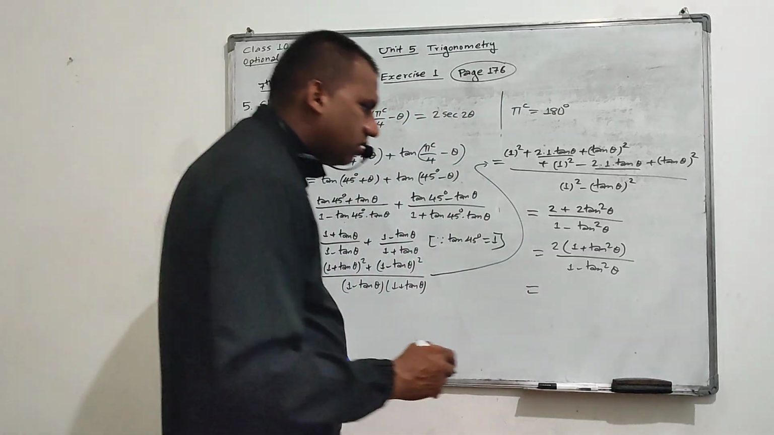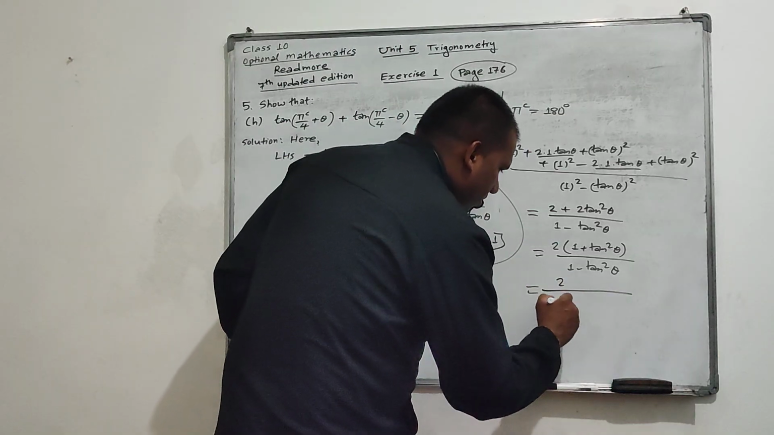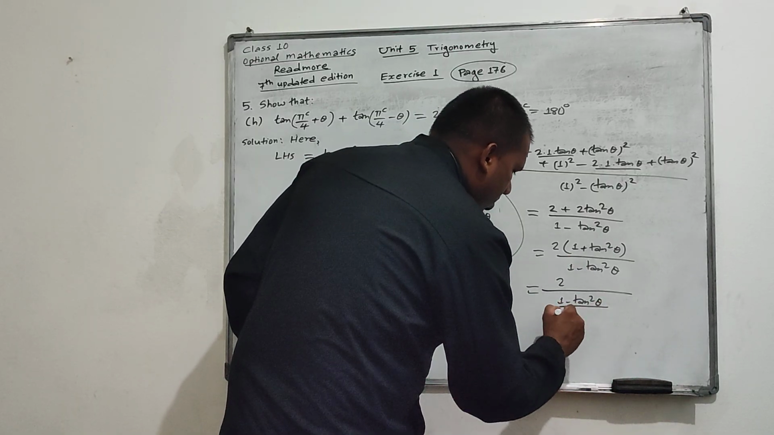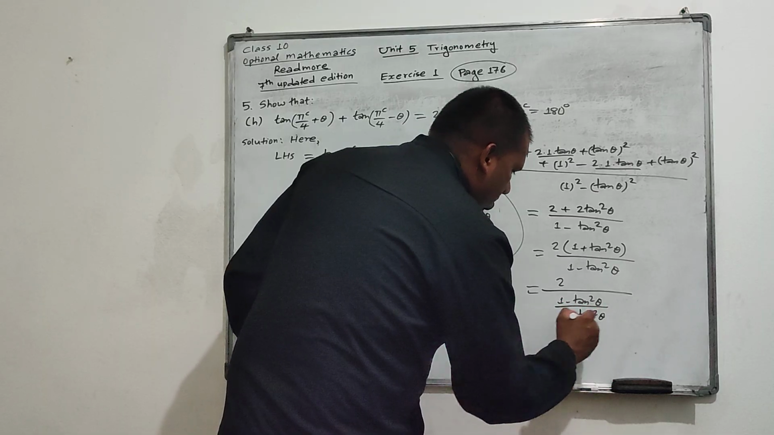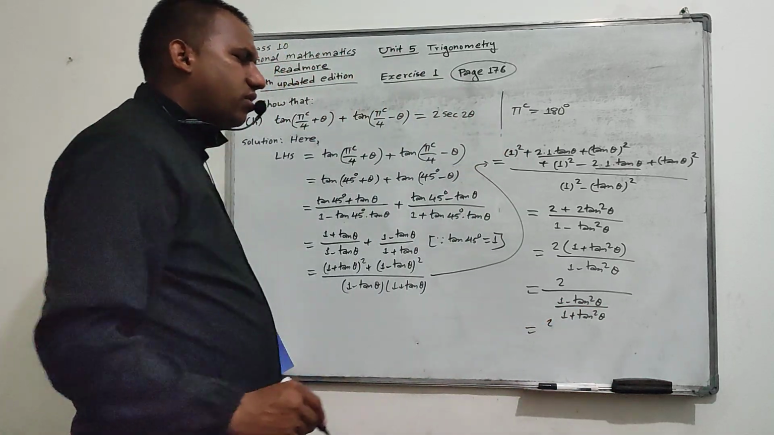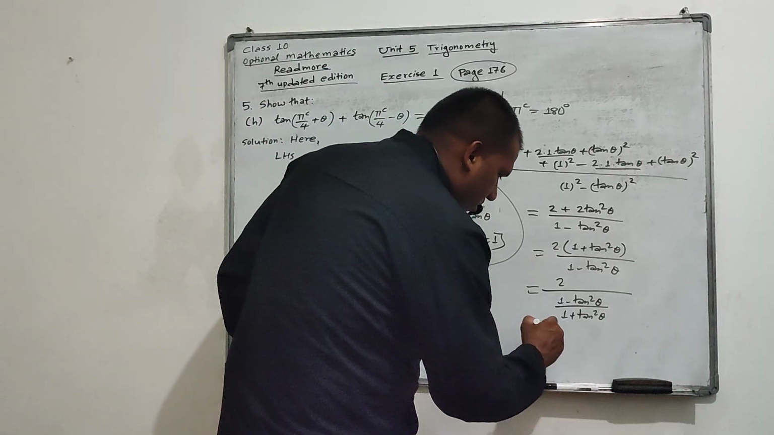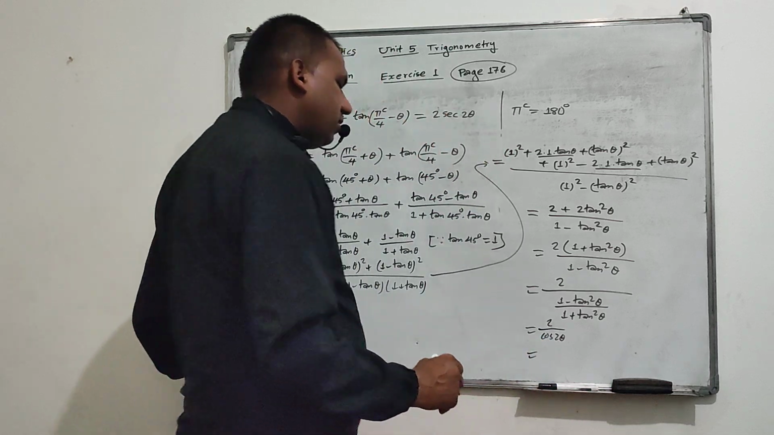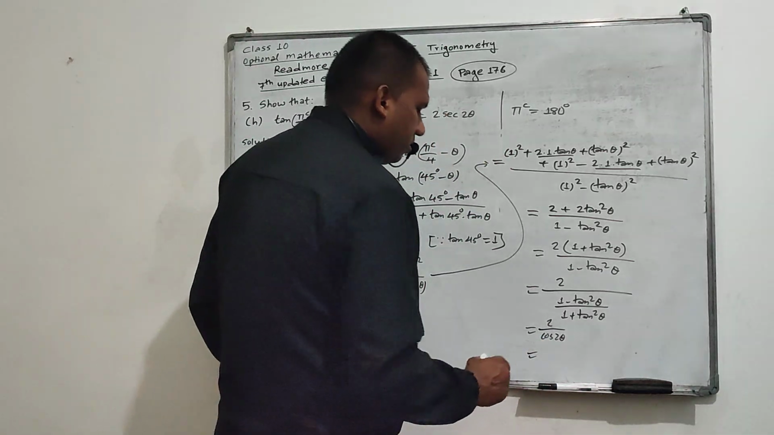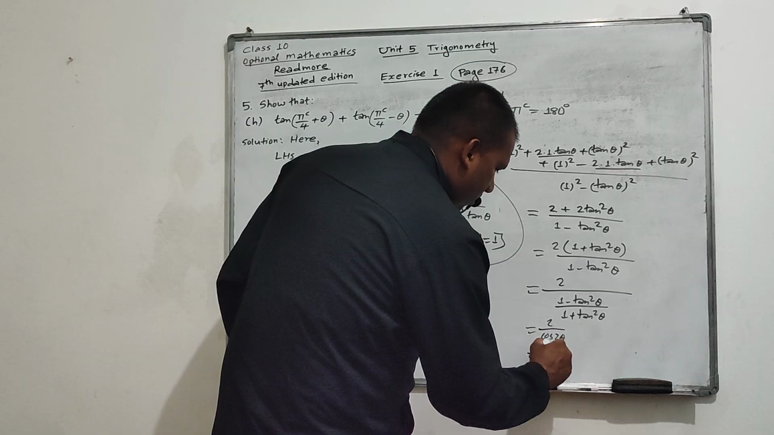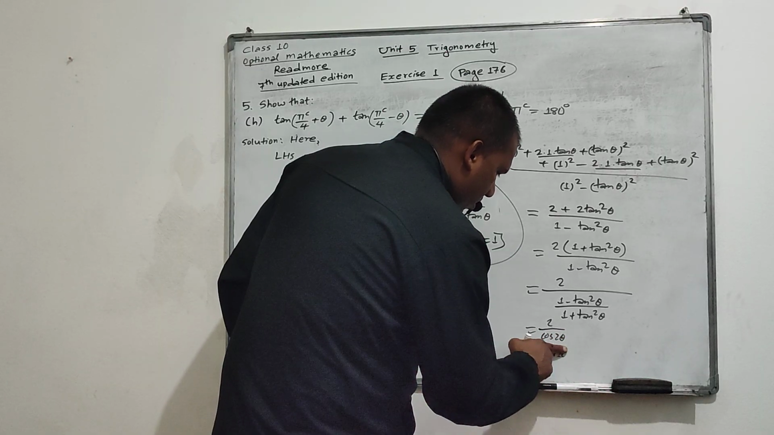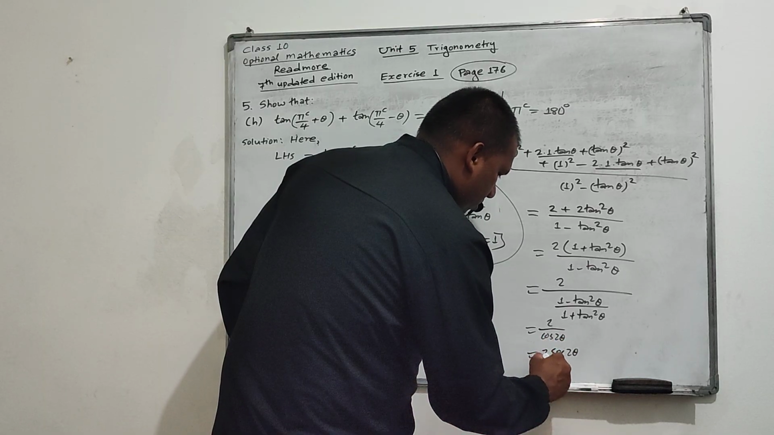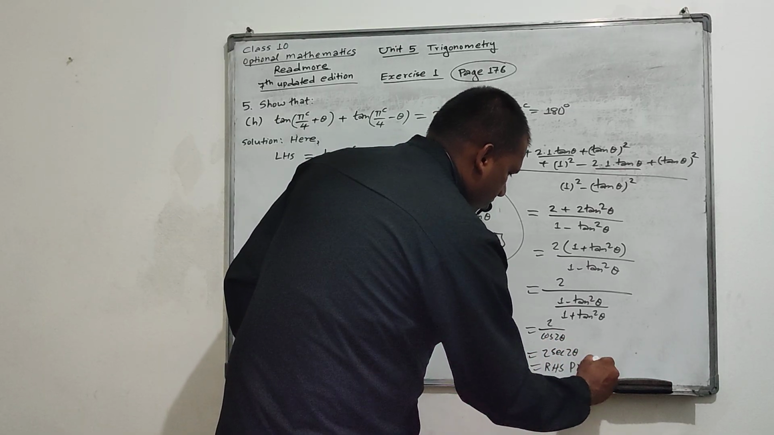Now this is equal to 2 upon 1 minus tan square theta upon 1 plus tan square theta. 2 by (1 minus tan square upon 1 plus tan square) is 1 by cos 2 theta. So 2 by cos 2 theta, that is 2 times 1 by cos, that is sec 2 theta. 1 by cos is sec. So 2 sec 2 theta equals RHS. It is proved.